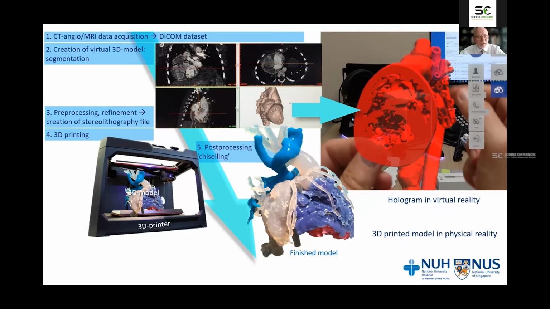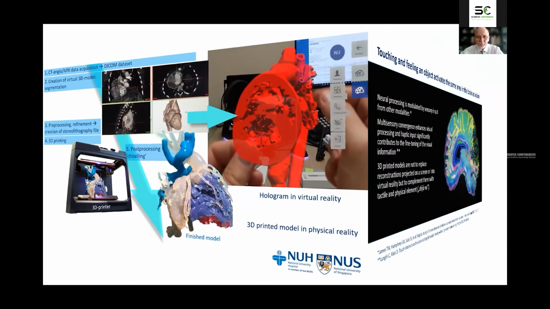for which we get the imaging data set from imaging sources like CT angio, MRI, and in selected cases 3D echocardiography. And then we create something like a segmented model on the computer screen, and that segmented model can be printed out into a finished 3D prototype, or we can project that data set into virtual reality. Again, that I'm going to talk about later.